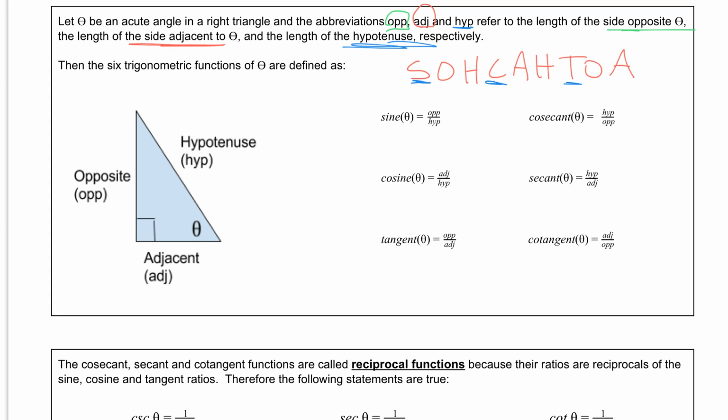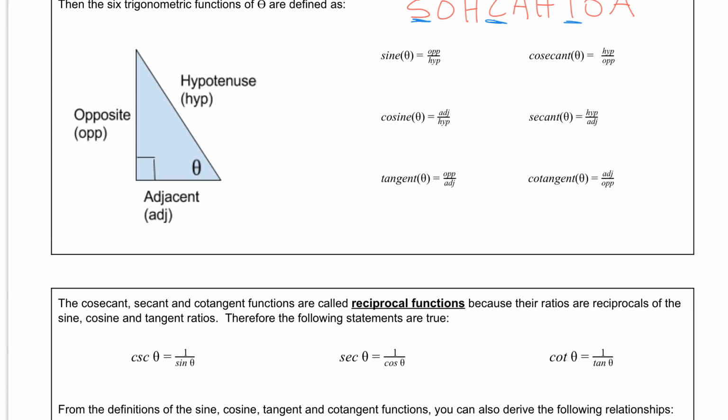Now if we take a look at the cosecant, the secant, and the cotangent, what it says in this box below is that they are just reciprocal functions. So the sine and the cosecant are reciprocals. If you look at this, sine is the opposite over the hypotenuse, and the cosecant is the hypotenuse over the opposite. Cosecant we usually write as CSC. Sine we usually write as SIN.